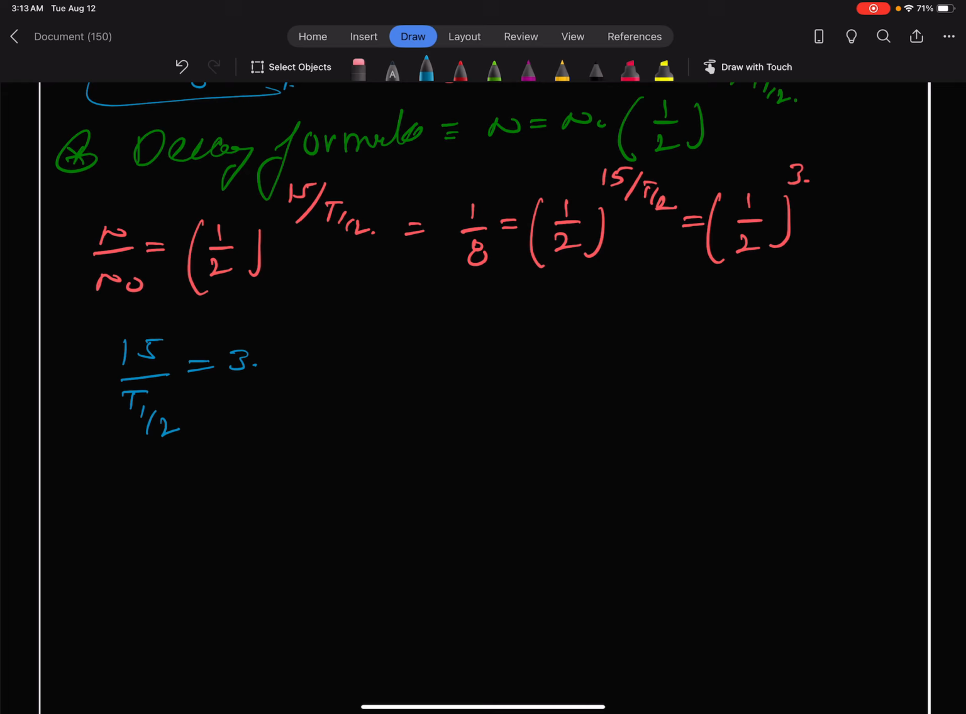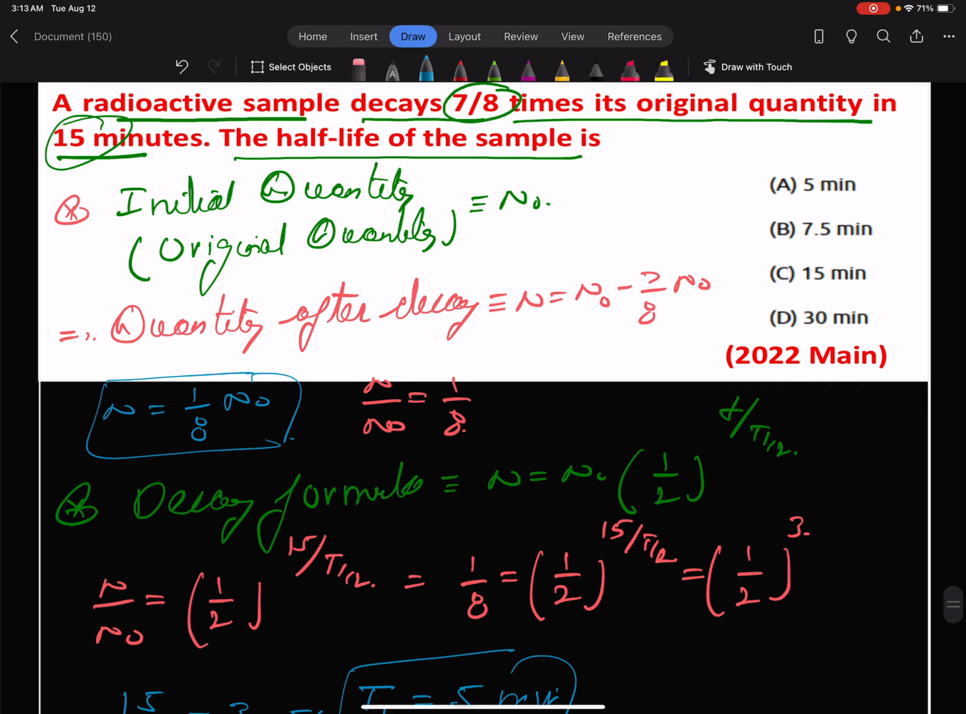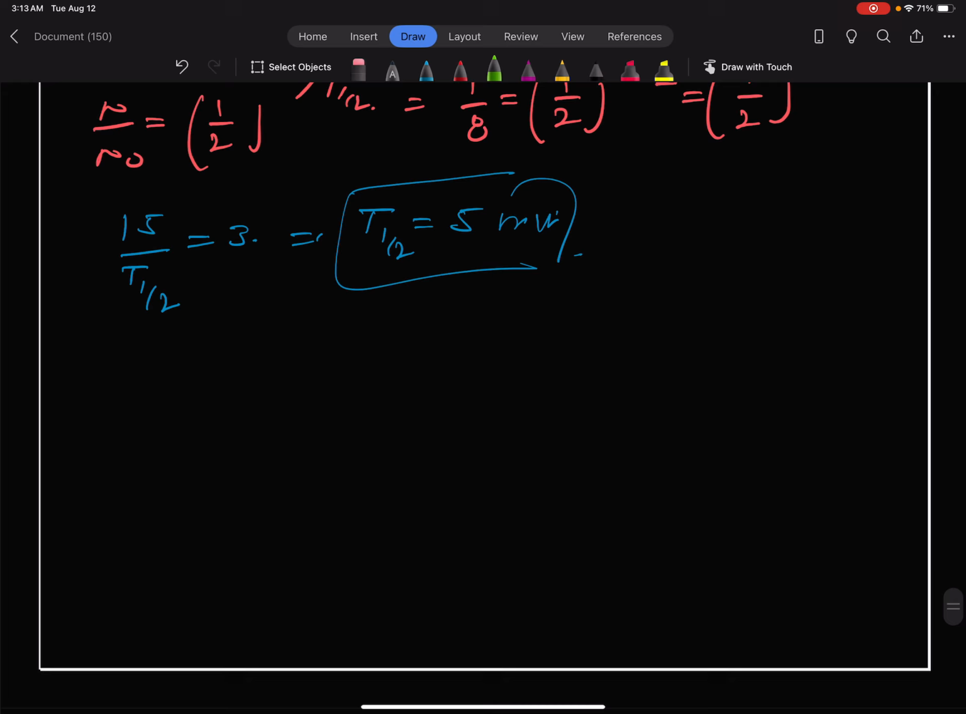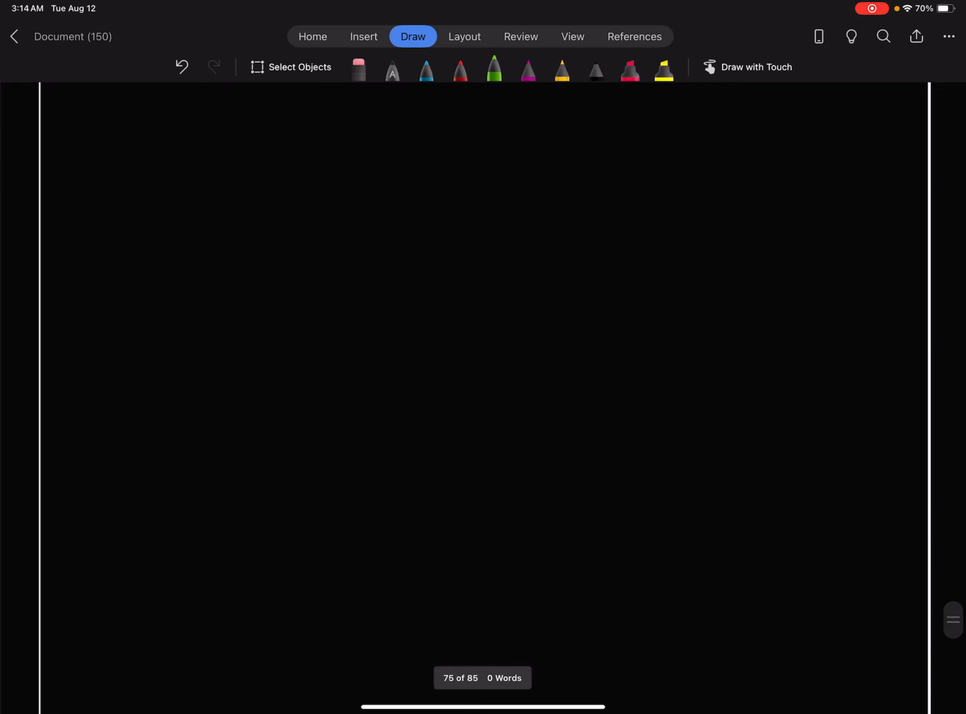and therefore our T half is equal to 5 minutes. So option number A is correct. Next question.